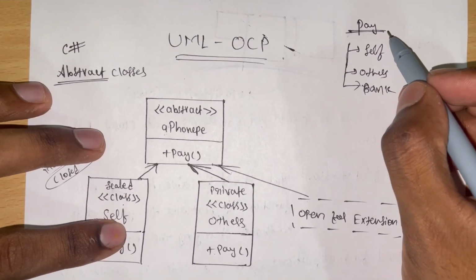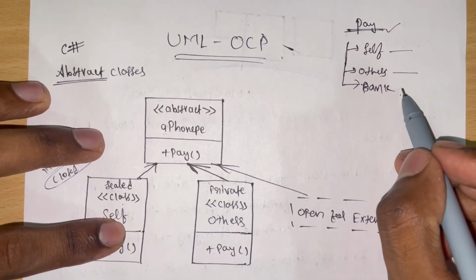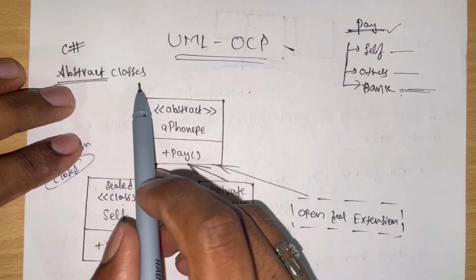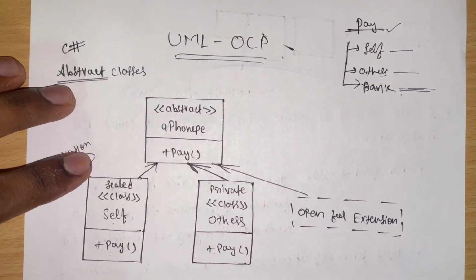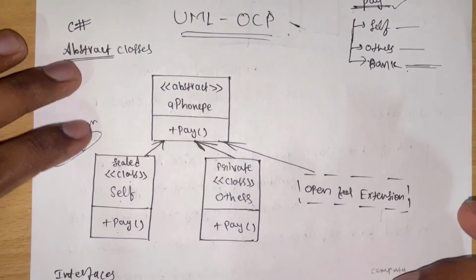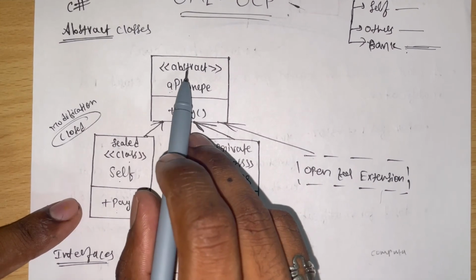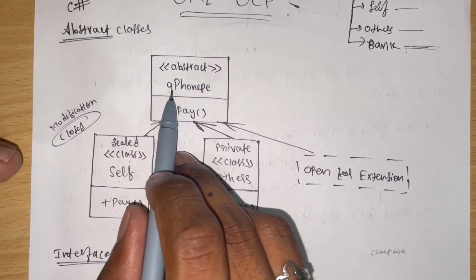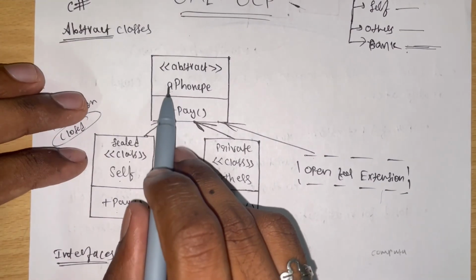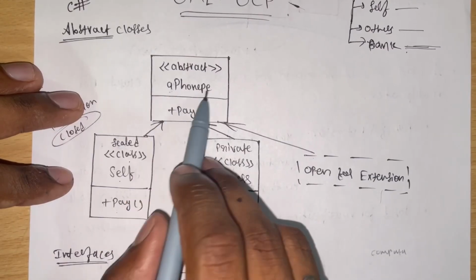Considering a requirement called pay, which is happening to self as well as others. And if I need, I can add this to bank also. So the abstract class extension point looks like this. Here we have an abstract class called APhonePe. Abstract class names start with the letter A. If it is an interface, it will start with I. Since we are using abstract classes, we use A, which is represented here like this.